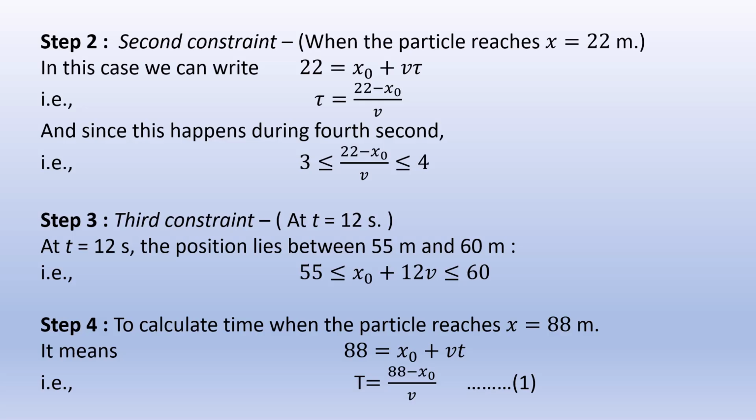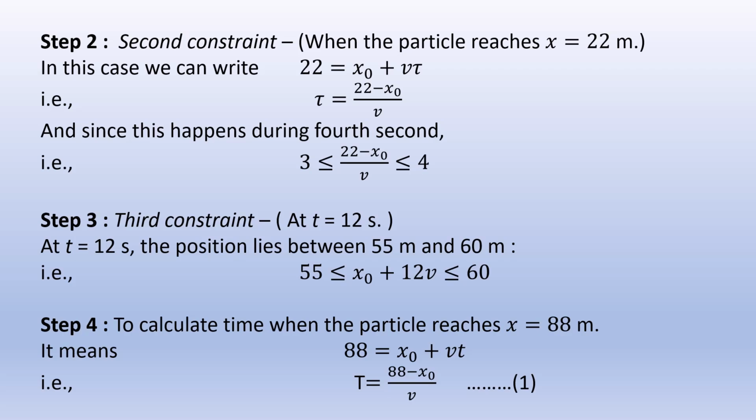Now our step 3, and this is the third constraint. It means this constraint is at t equal to 12 seconds, and at this particular time the position lies between 55 meters and 60 meters. It means we can write that x naught plus 12 into v is greater than or equal to 55 and also less than or equal to 60.